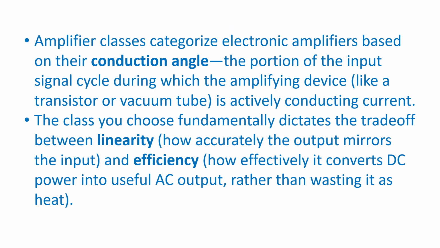Amplifier classes categorize electronic amplifiers based on their conduction angle, the portion of the input signal cycle during which the amplifying device, like a transistor or vacuum tube, is actively conducting current. The class you choose fundamentally dictates the trade-off between linearity, that is, how accurately the output mirrors the input, and efficiency, how effectively it converts DC power into useful AC output rather than wasting it as heat.